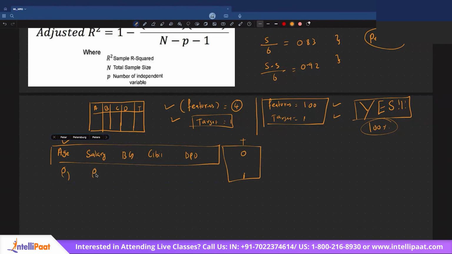Then there will be one more person called salary. Hey, you have to also consider me for the prediction. Then the background will be like, hey, I am also existent. Civil score says, I am also here. DPD says, I am also here. More the columns, won't there be more chaos? Because so many people are saying prediction should be 0, prediction should be 1, and the machine learning model will be confused. More the columns, more the people are talking. All the columns are saying, you have to listen to me, you have to listen to me, you have to listen to me. Won't the model be confused?